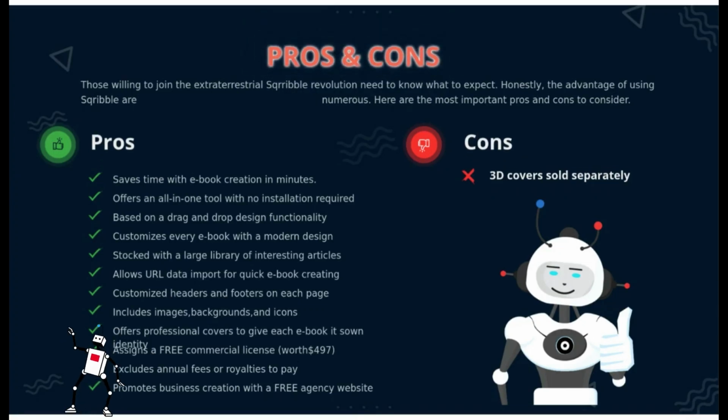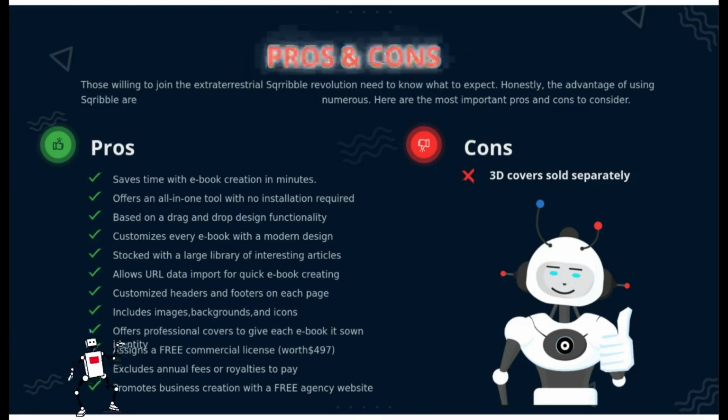Customized headers and footers on each page. Includes images, backgrounds, and icons. Offers professional cover to give each ebook its own identity. Assigns a free commercial license worth $497. Excludes annual fees or royalties to pay. Promotes business creation with free agency website. Cons: 3D covers sold separately.